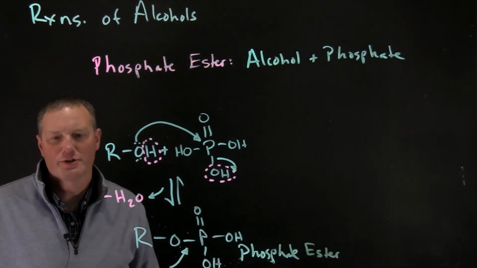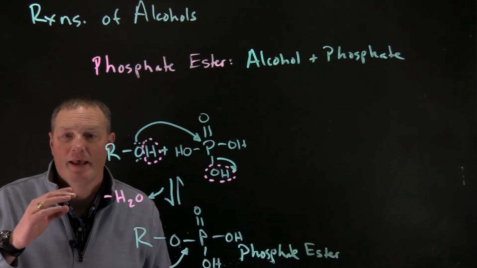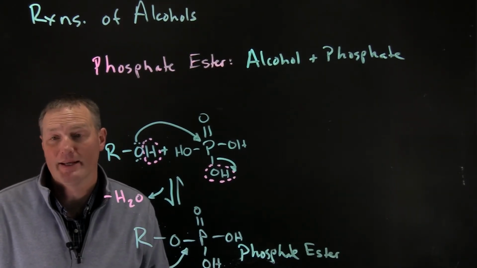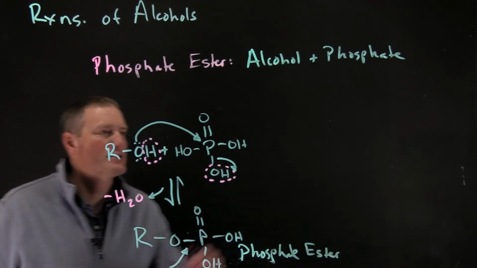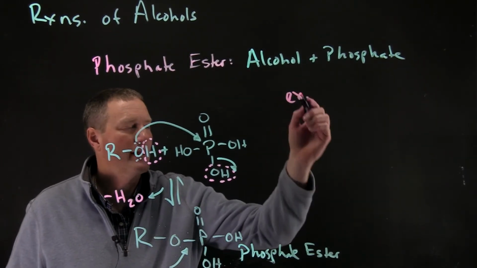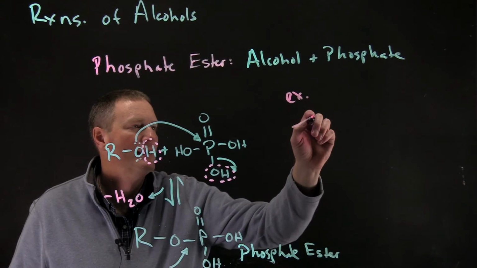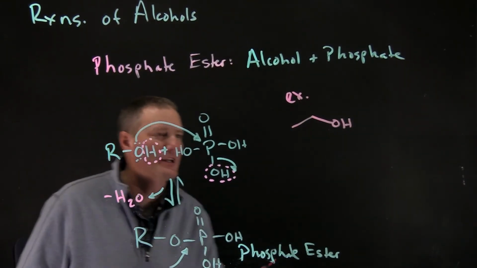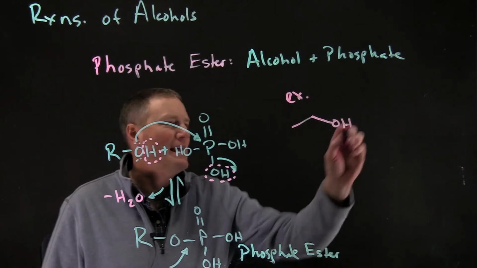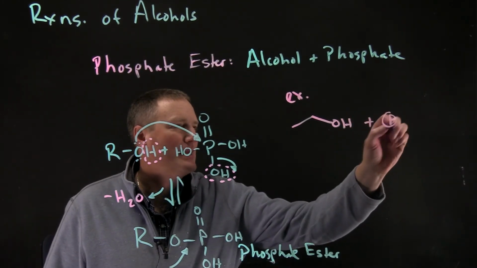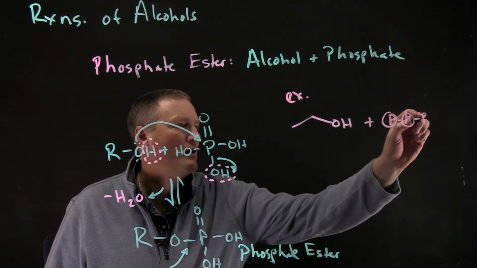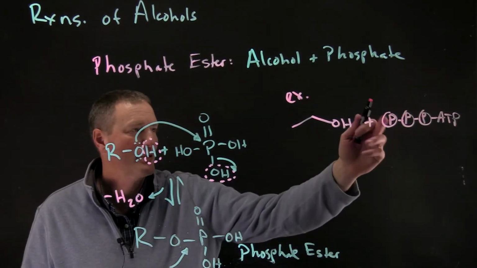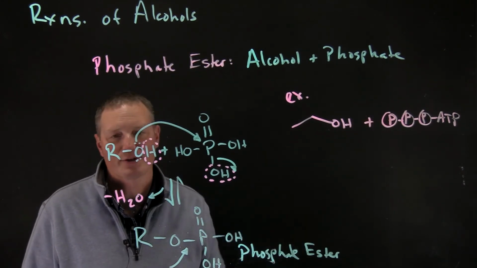These type of reactions become really important in metabolism, primarily when alcohols react with a compound called ATP, or adenosine triphosphate. So let me just show you what that might look like. Let's say we had a simple alcohol. Let's just use ethanol. This may not be a real reaction in the body, but we'll just call it that. And I'm going to react it with ATP. Now I'm going to abbreviate ATP. I'm just going to abbreviate these phosphates as just a P with a circle around it.